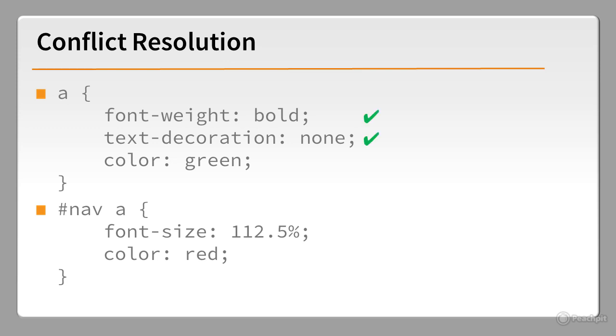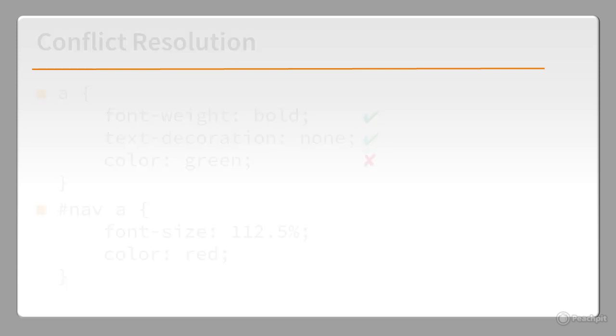So links styled by this second rule will inherit the bold font weight and no text decoration from the first rule. But the color won't be inherited. Links in the nav element will be red instead of green. They'll also have a larger font size.